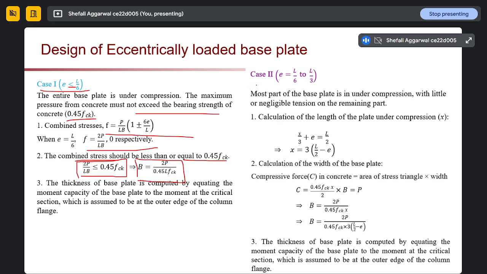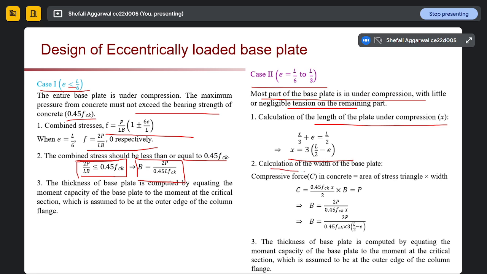So next case is when tension is very low. In that case, we are assuming E varies from L by 6 to L by 3. Most of the base plate is under compression, where very little tension is there. So we calculate the length of plate under compression, which is given by X by 3 plus E equal to L by 2. So from there, the length of plate under compression X is given by 3 into (L by 2 minus E).